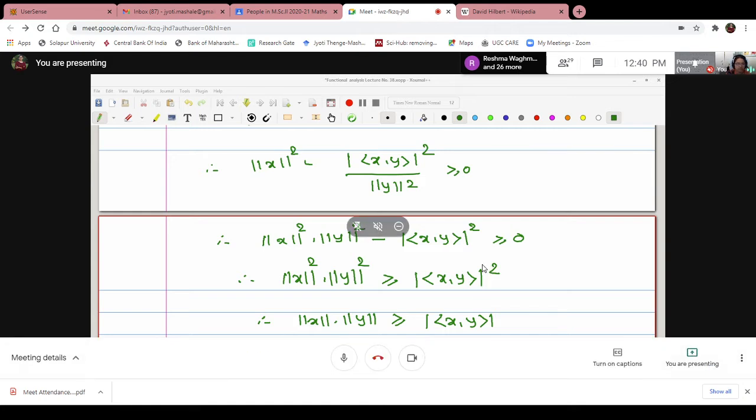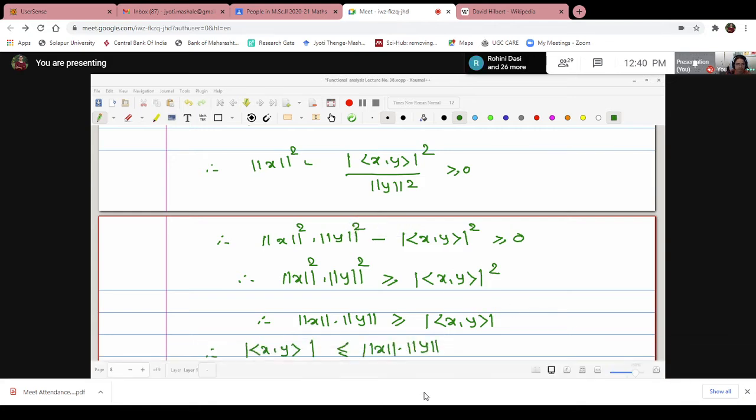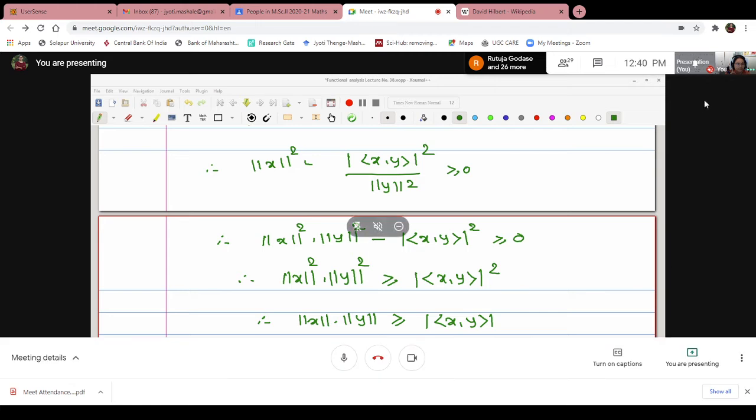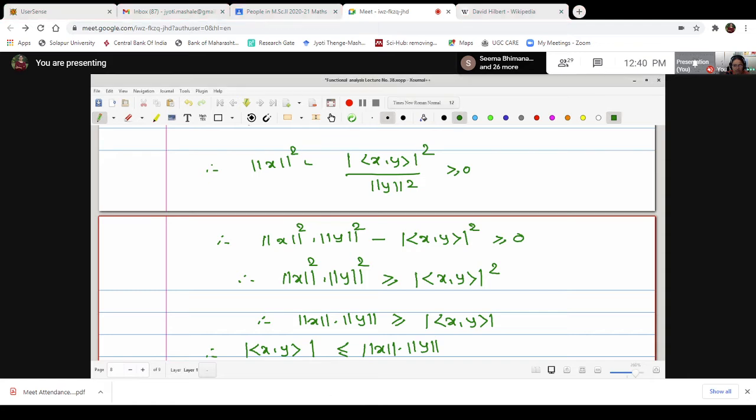Yes? If you have a doubt, you can ask. Up to this, Schwarz inequality. No doubt? Okay, if there is no doubt, we will go for the next point.